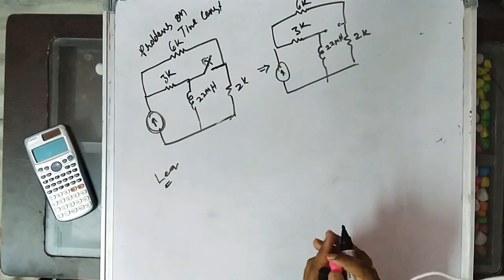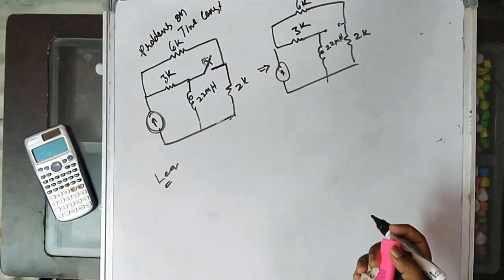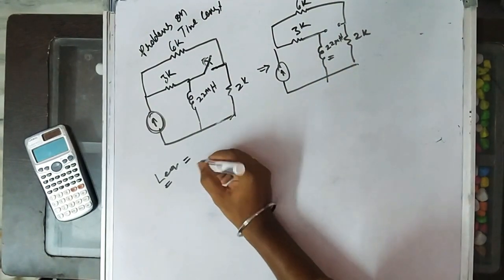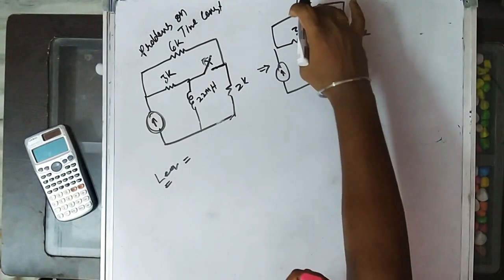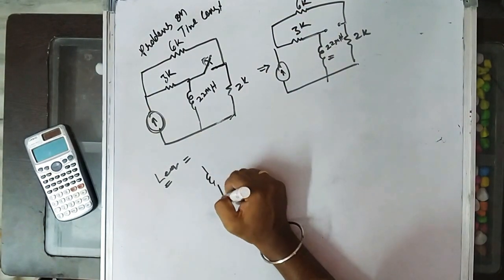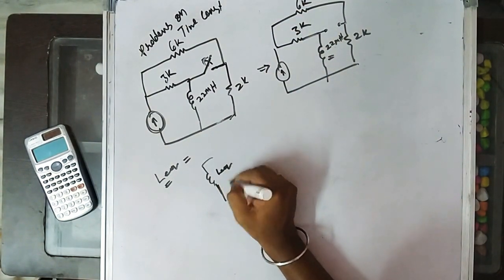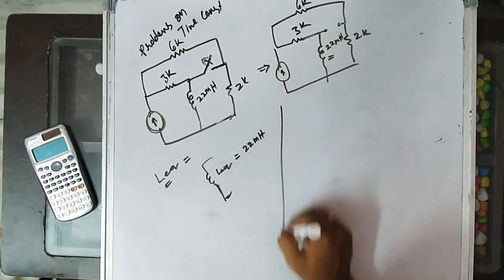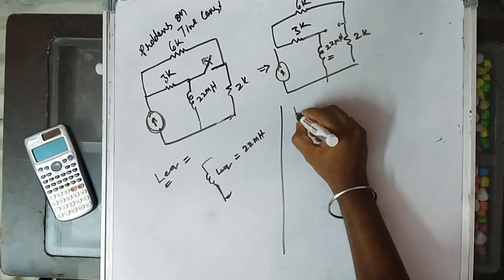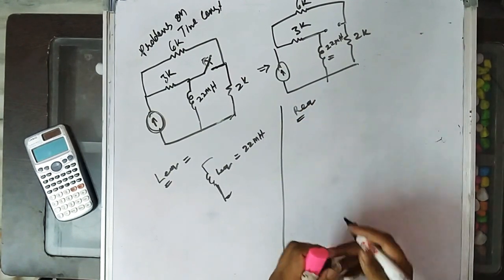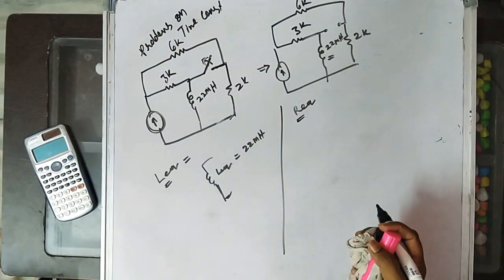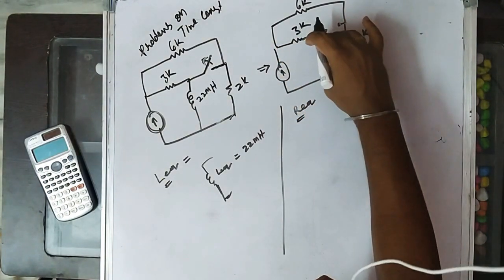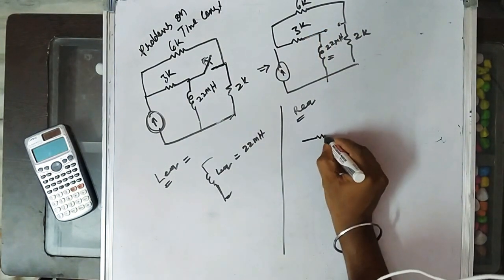Finding L equivalent means we remove the resistor elements. Since we have directly one value, we can write L equivalent. You remove the current source and the resistance, and you will have only one value of L equivalent. You can get directly L equivalent equal to 22 millihenry. Keep that aside, and now we need to find R equivalent. You remove the current source and the inductor, and from the inductor you look into the circuit.